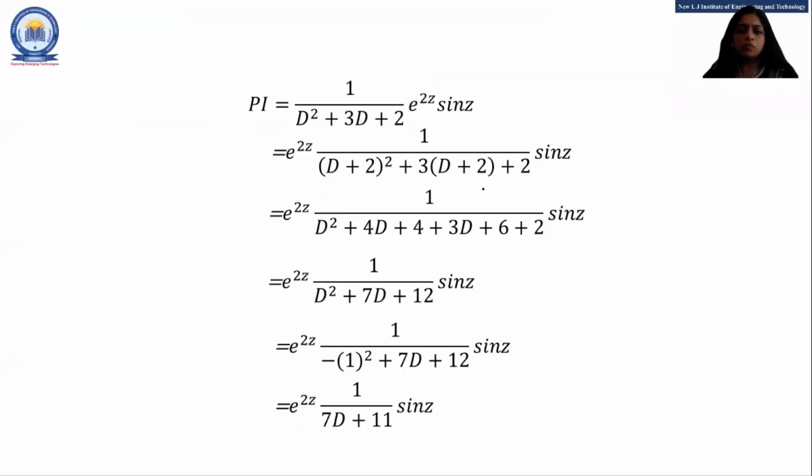Okay. So let's move to PI. For PI, 1 upon d square plus 3d plus 2 into e raised to 2z sin z. Now tell me which case this is. E raised to 2z sin z. For the PI, I have to apply case 1, 2, 3, 4 or 5. Give me your answer through chat box or raise your hand. Yes, very good. Thank you.